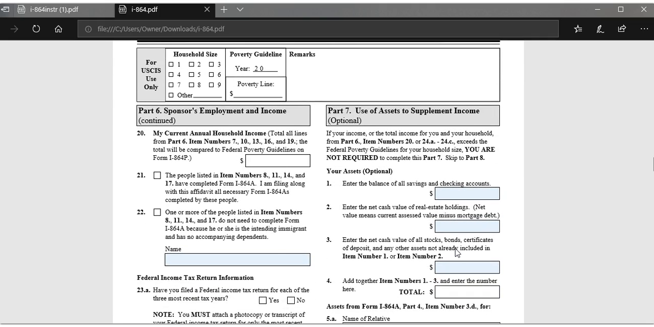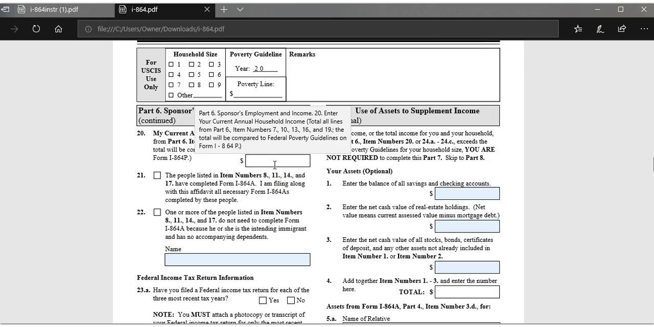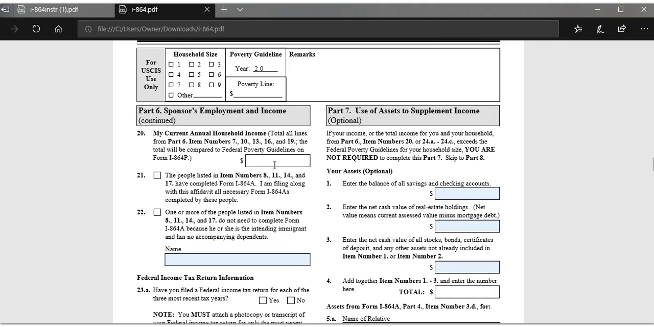And we move on to Part 6. Alright. Sponsor's employment and income continues. Number 20. My current annual household income. Then you have to write down here what's the number. Your current annual household income.